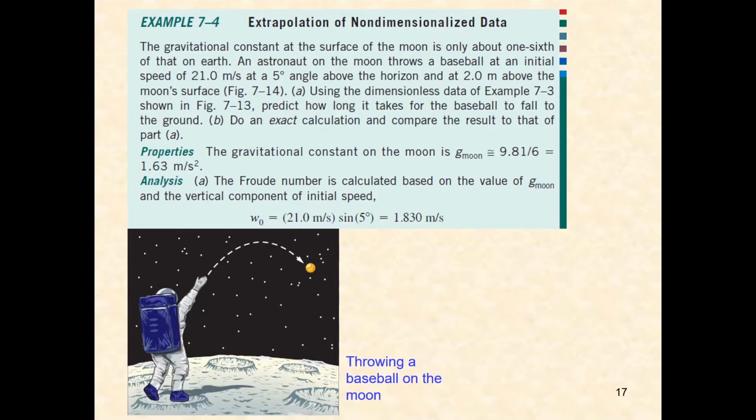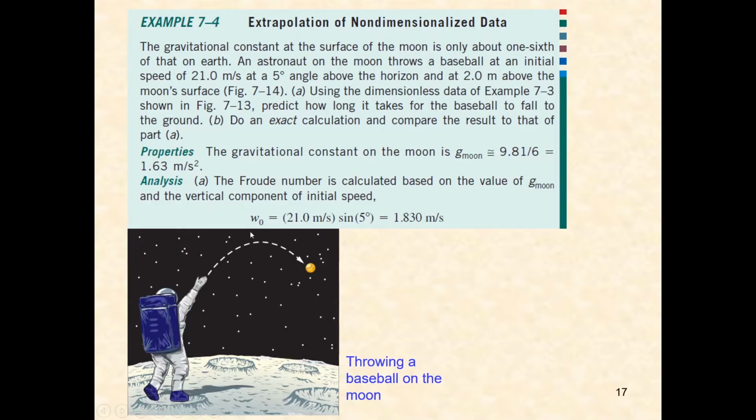In this example, extrapolation of non-dimensionalized data. The gravitational constant at the surface of the moon is only about 1/6 of the gravity on Earth. An astronaut on the moon throws a baseball at an initial speed of 21 meters per second at a 5 degree angle above the horizon and 2 meters above the moon surface. So using the example that we had before, we need to extrapolate the data.